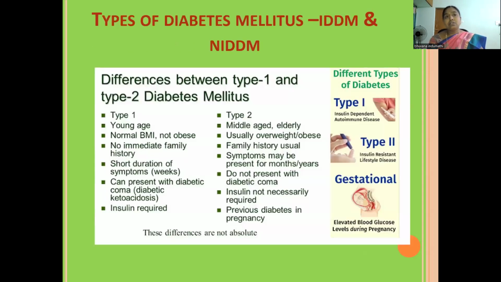This is a short comparison of the difference between type 1 and type 2 diabetes mellitus. Types of diabetes mellitus are commonly classified as two types: type 1 and type 2, also called IDDM and NIDDM, that is insulin dependent diabetes mellitus and non-insulin dependent diabetes mellitus, and also gestational diabetes mellitus, which occurs in pregnant cases. Type 1 depends upon insulin and is an autoimmune disease. Type 2, what happens? They have to depend upon insulin from birth till death. That is, it is a lifestyle disease.